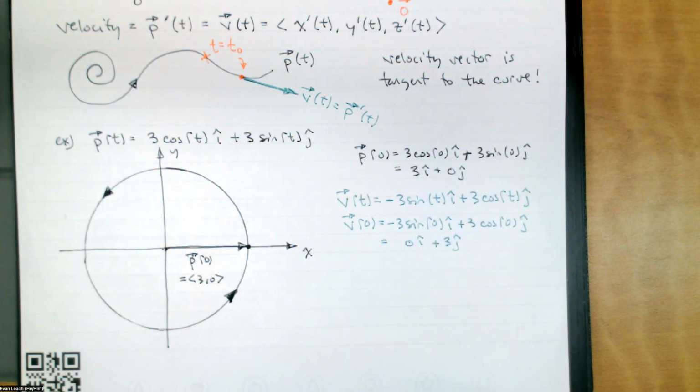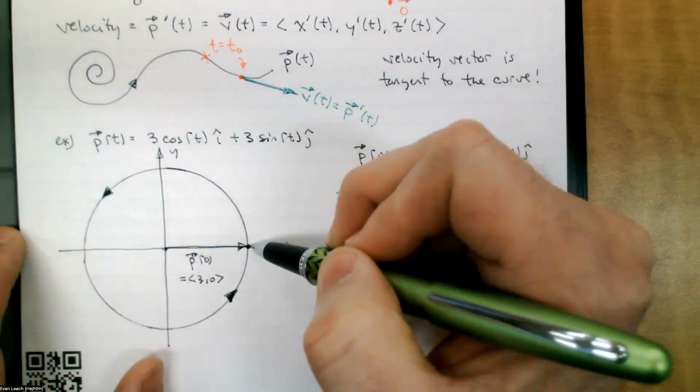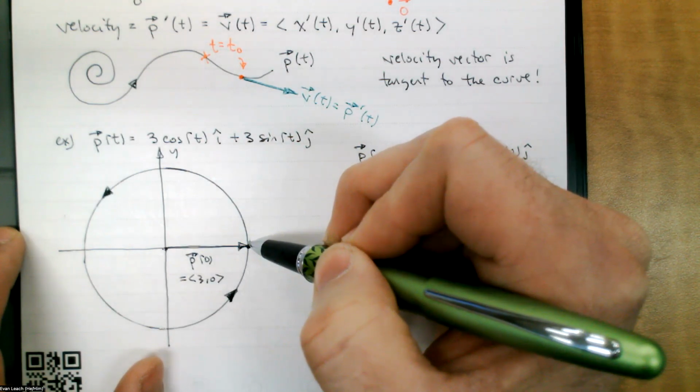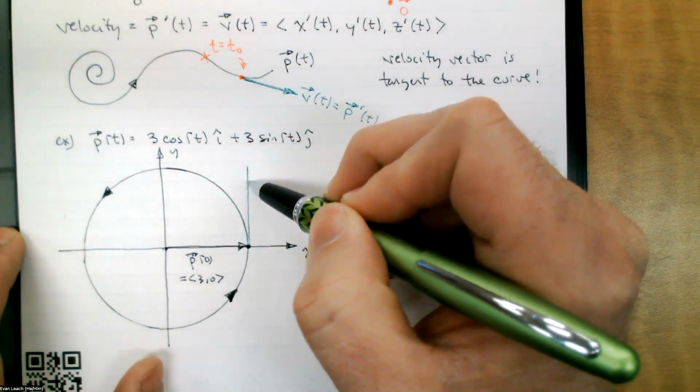So our position vector is horizontal. So our velocity vector is vertical. And that's going to be tangent to the circle at that point.